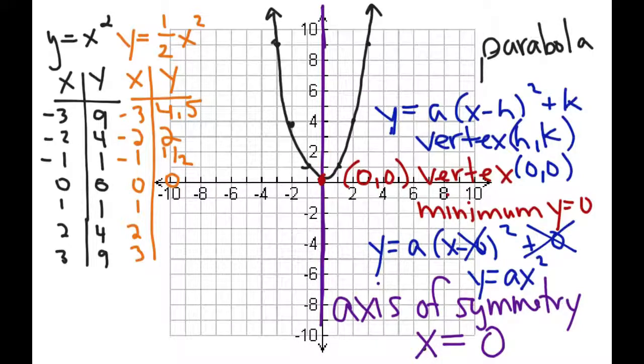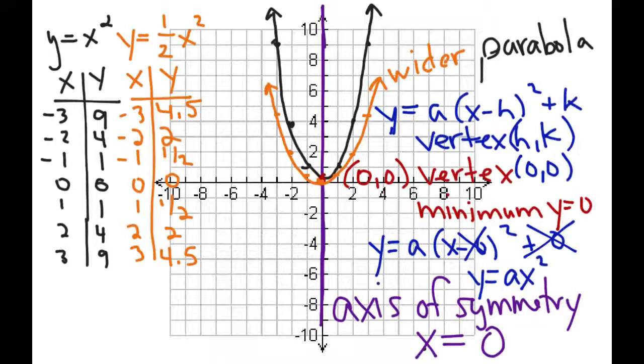But as we already know, the cool thing about parabolas is that these values I already know. It's because of that symmetry caused by the axis of symmetry. So now when I go and graph these, instead of negative 3, 9, I'm going to graph negative 3, 4.5. I'm going to graph negative 2, 2, negative 1, 1/2, 0, 0, 1, 1/2, 2, 2, and 3, 4.5. Notice what happened to the parabola. It got wider, didn't it?